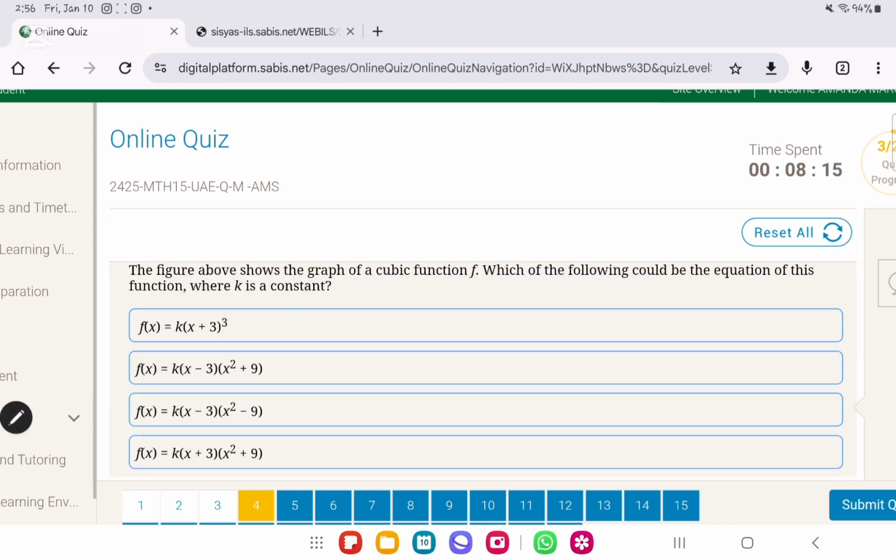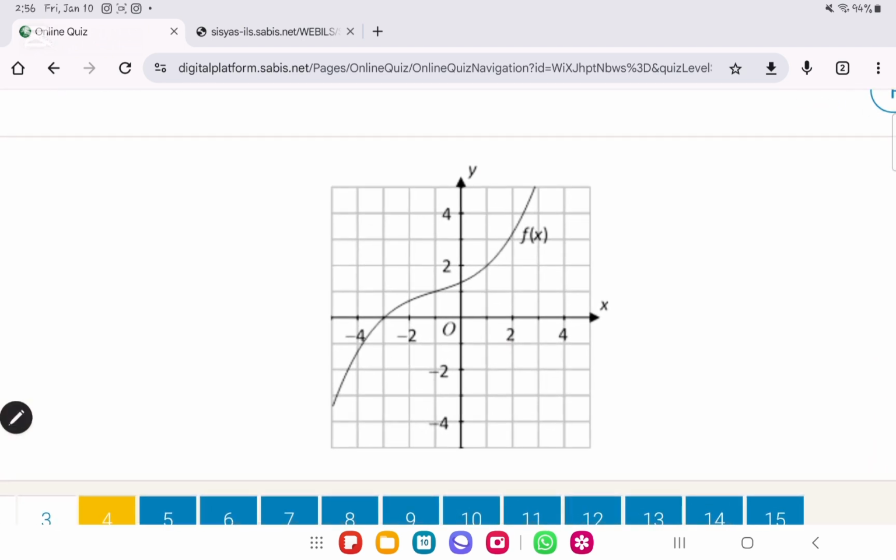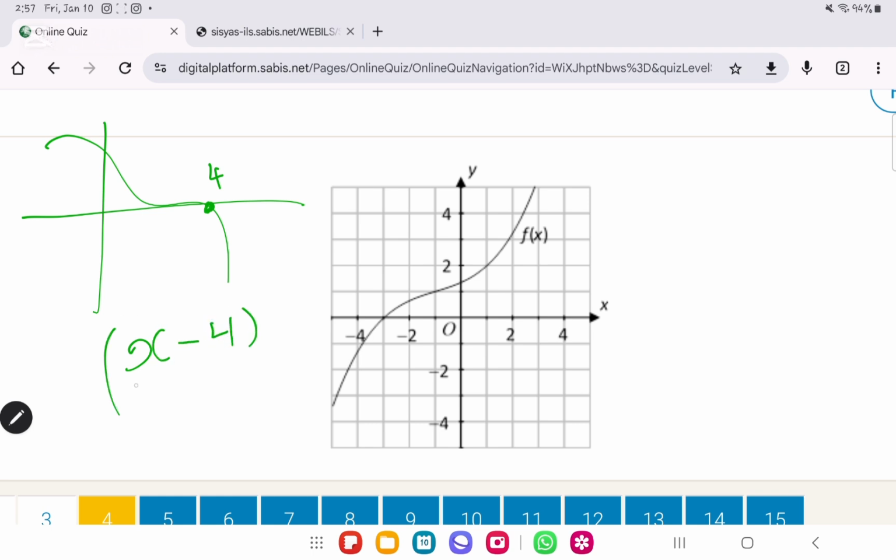The figure above shows the graph of a cubic function f. Which of the following could be the equation of this function where k is a constant? As we said, whenever we see a question like this, I remember in the exam, it was a function like this, and it was at this point, which was 4, if I'm not mistaken, or 3. It was either 4 or 3. But what we are going to do is choose x minus 4. So f(x) is equal to (x minus 4) times (x squared plus 9). It was something like this, so then you would get the correct answer.